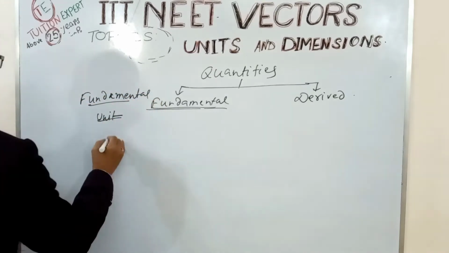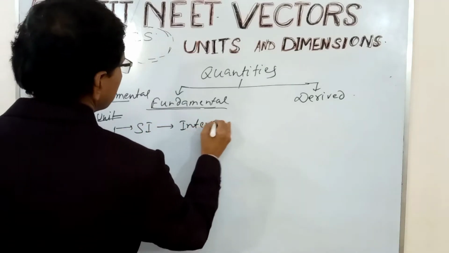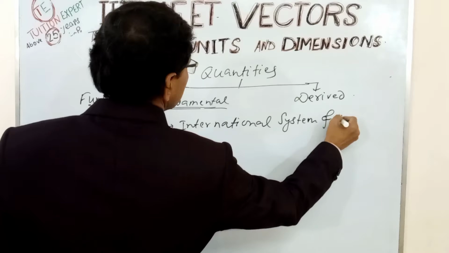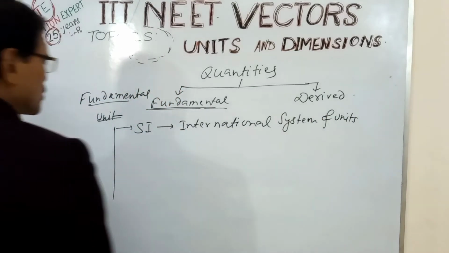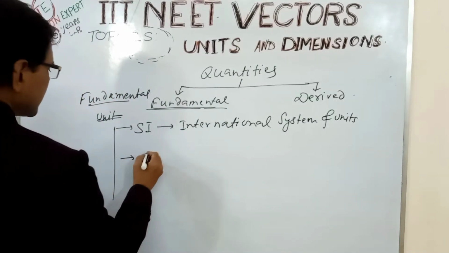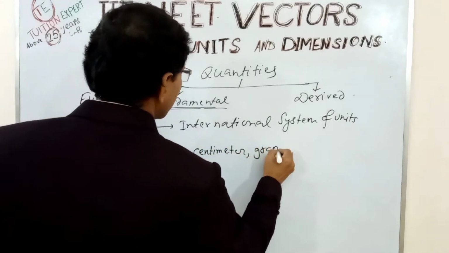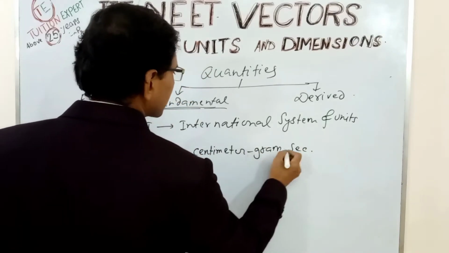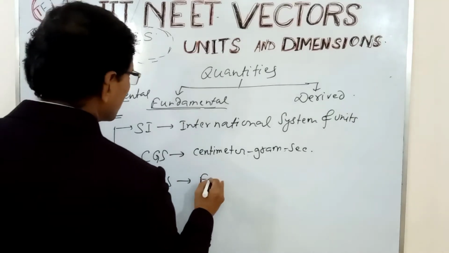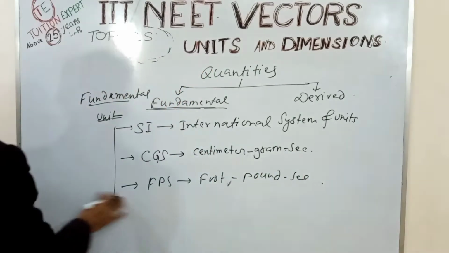Fundamental units are of three types. SI, that is called the International System of Units. This is the main unit system. We express units of any quantity in terms of SI units. This is standard. And the other systems are CGS, the centimeter, gram, second system, and FPS, which is the foot, pound, second system. These are the units.